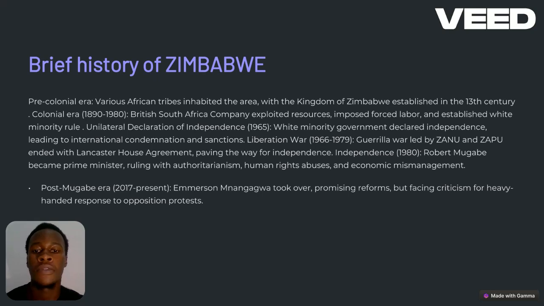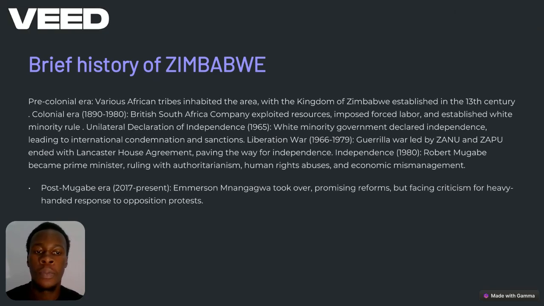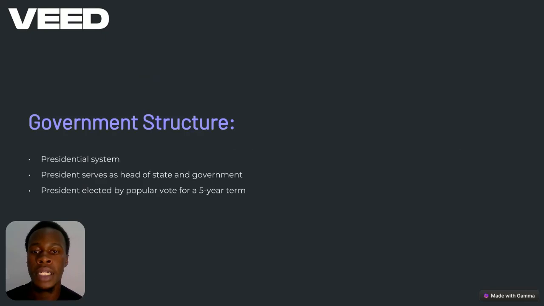Post-Mugabe era from 2017: Emmerson Mnangagwa took over, promising reforms but facing criticism for a heavy-handed response to opposition protests. Government structure: presidential system. The President serves as the head of state and government. The President is elected by popular vote for a 5-year term.